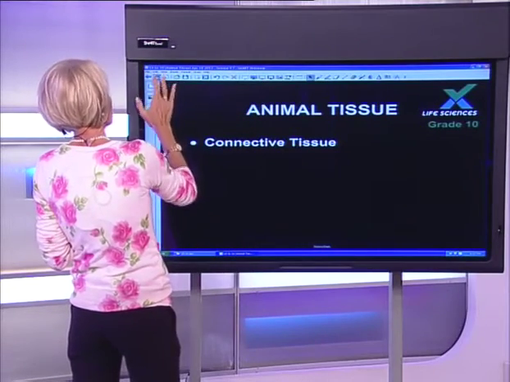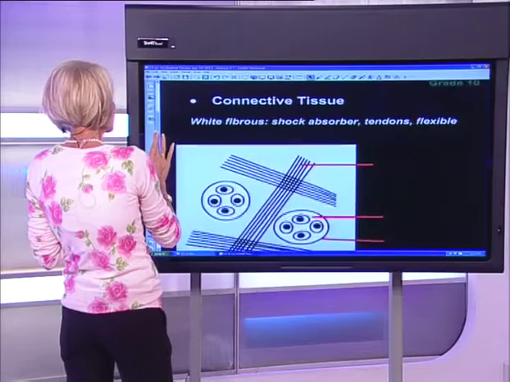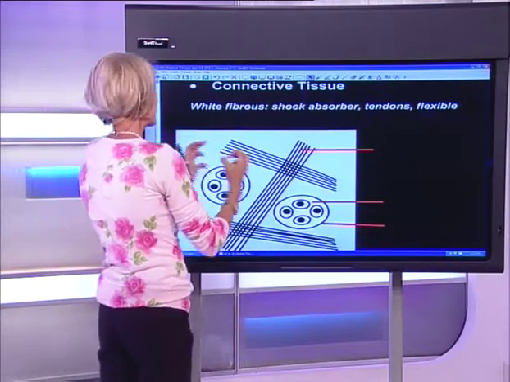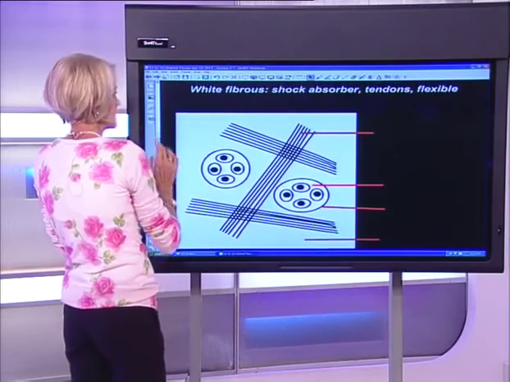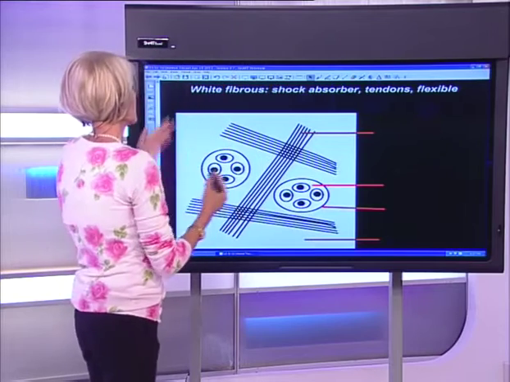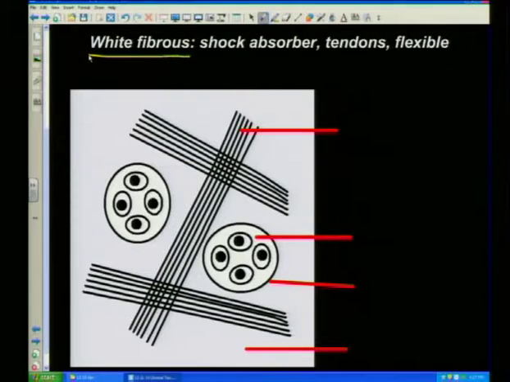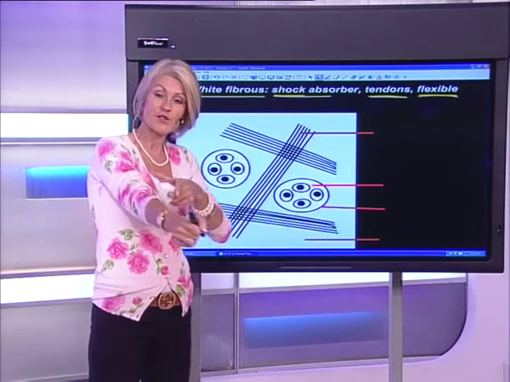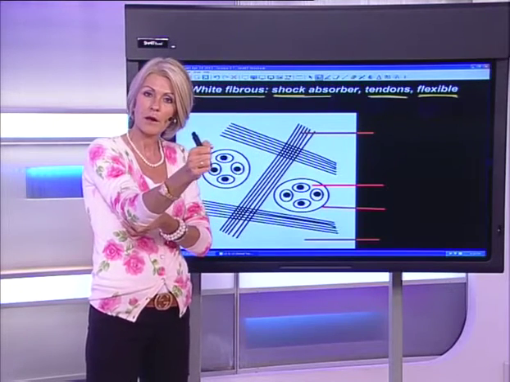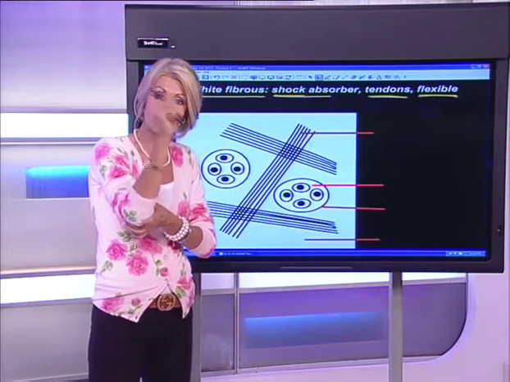Now we go on to connective tissue. Now remember, connective tissue joins stuff together. It connects, like connectivity. So here we have our white fibrous tissue, and its main function is that it is a shock absorber. It is found in tendons, and it is flexible. Now, where will we find a tendon? Remember, tendons attach our striated muscle to bone so that we can move our muscles.